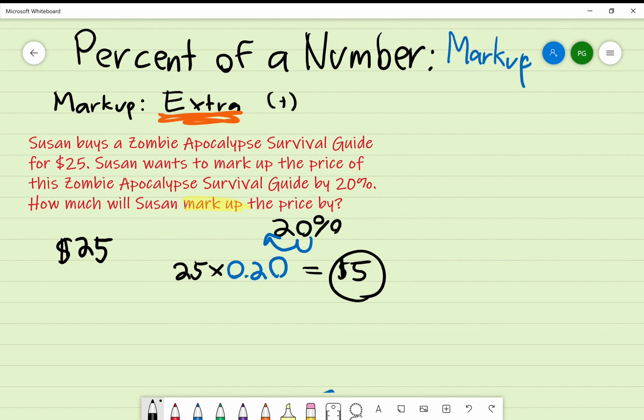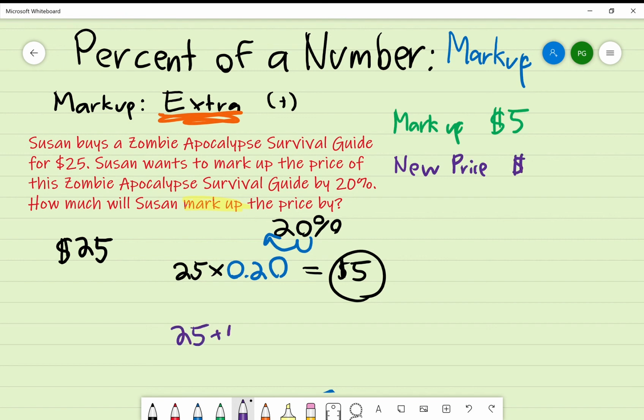Her markup is 5. Now I got a question for you. You have two possible answers here. You can say that the final answer is her markup of $5, or you could say that the final answer we need to write down is the new price of 25 plus 5 equals $30. So which do you think it is, the markup or the new price? It's the markup. The question specifically asks for the markup. All you need to do is write down the answer of 5. That's it.